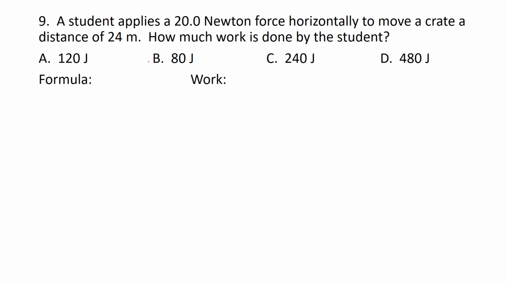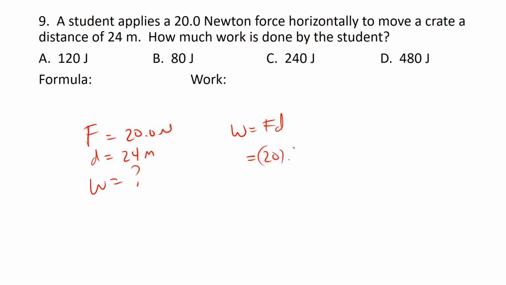Okay, a student applies 20 newtons of force horizontally, so force is 20.0 newtons, to move a crate a distance of 24 meters. How much work is done by the student? So here's another work equation. Work equals force times distance. 20 times 24, and you get 480 joules.